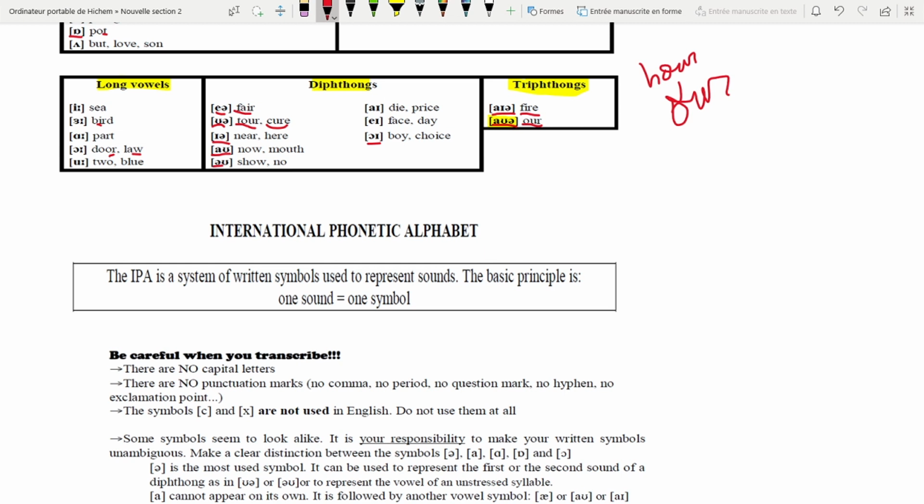Okay, then you must have met the abbreviation IPA, which means International Phonetic Alphabet. The IPA is a system of written symbols used to represent sounds. Okay, the basic principle is one sound equals one symbol. So, in case you're a freshman, they might tell you to give them the definition of IPA. Okay, so you can take this one. I think it's complete, and I think this is what you need to mention to give them the definition of IPA as a freshman. Okay.